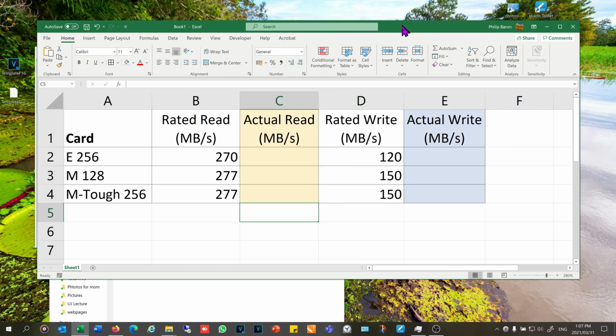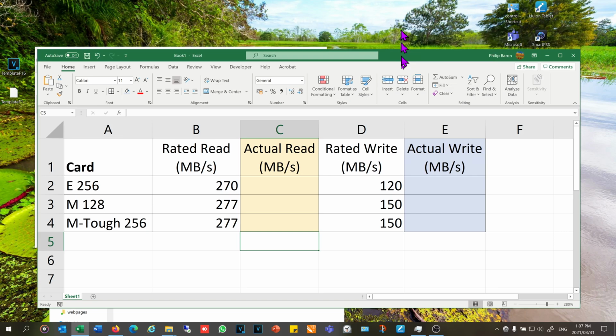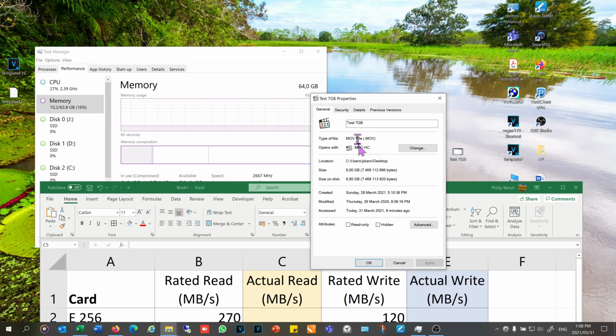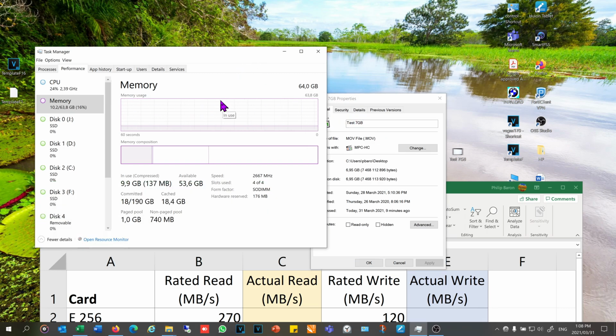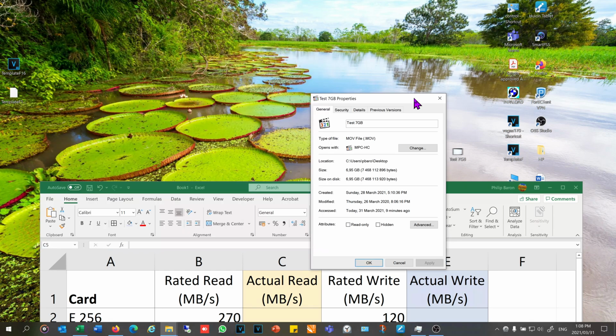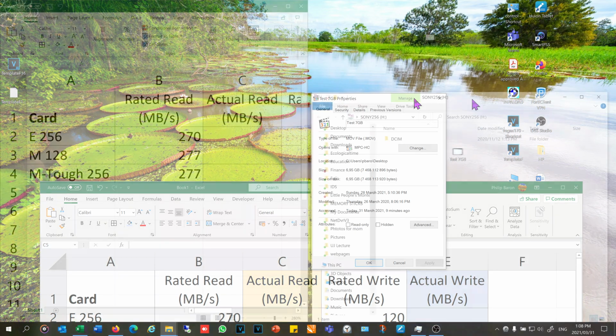So I'm going to do the test. I've got a file which I'm going to be using for this test. The file is a 7 gig file. It is a .mov file, a very common format used by videographers. And just about my computer, this would be one of your top end computers. This is a Dell 7740 Precision laptop, one of the highest spec laptops in the world. For these tests, I'm using the onboard SD card reader.